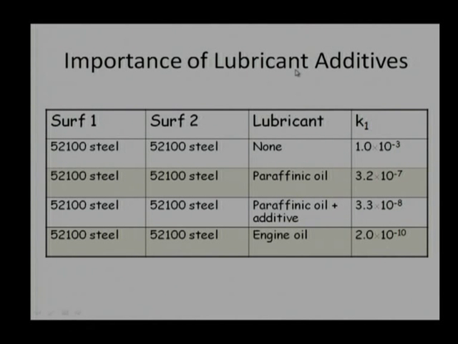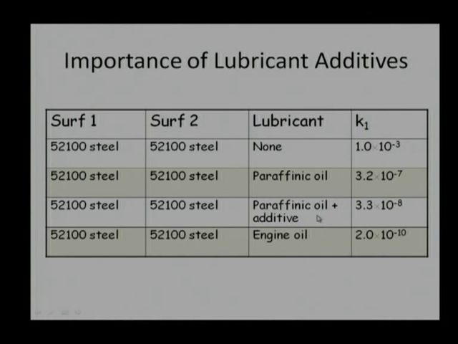For the engine case, this slide shows some experimental results. Assume engine bearings of chromium steel, surface 1 and chromium steel surface 2, and we do not use any lubricant. Then we find the wear constant, or the probability of formation of a wear particle, is roughly 10⁻³. Using paraffinic oil, which is a good lubricating oil, this probability decreases and reaches somewhere around 10⁻⁷. That means there is a benefit of roughly 10,000 divided by 3, about 3,000 times.